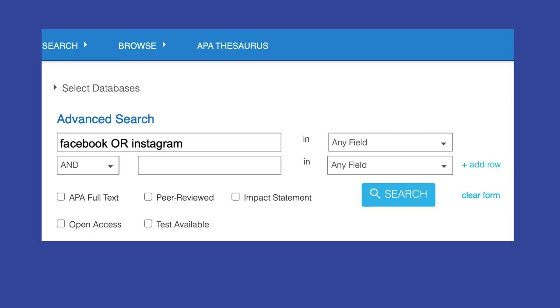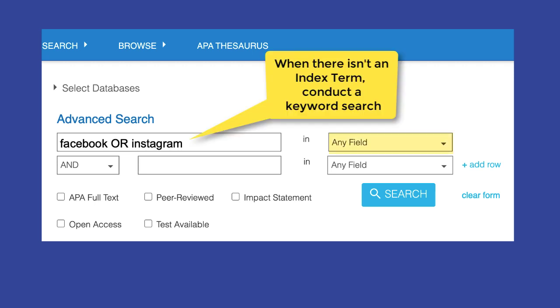If you find yourself in a situation where there is no index term for your concept, for example, if you're curious about the use of Facebook or Instagram as platforms for providing telehealth, you can still find articles in APA PsycInfo by simply searching for your concepts as keywords.